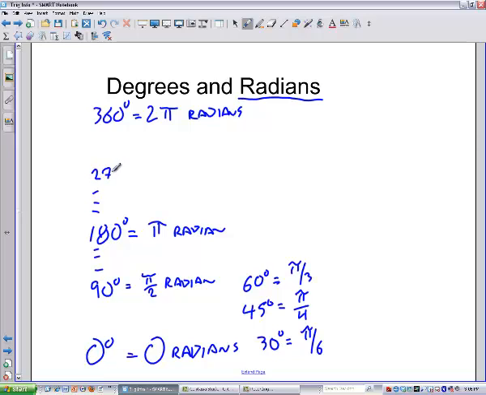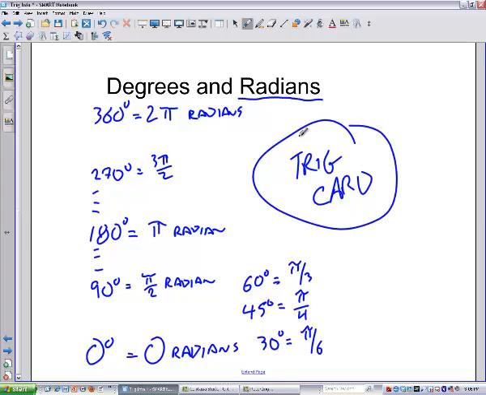Let's go to 270. 270, well, let's see, 0, half, 2 halves. This one's going to be 3 halves. Okay, so we write that as 3 pi over 2. So we'll work with that as we work on our trig card. That's one of the pieces that we want to develop, and we'll work through that. But that's kind of the starting point that'll get you most of the information that you need for the trig card.